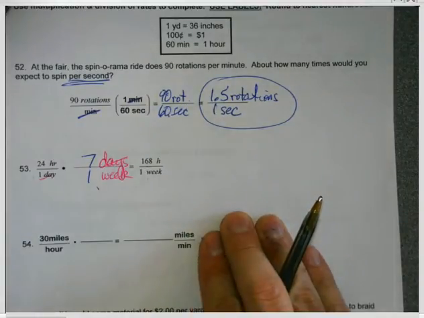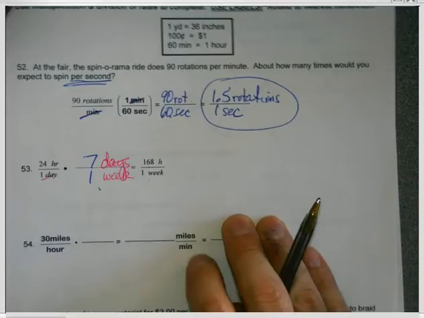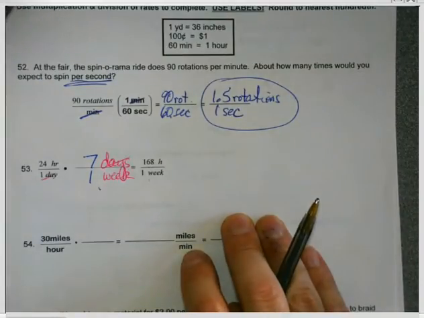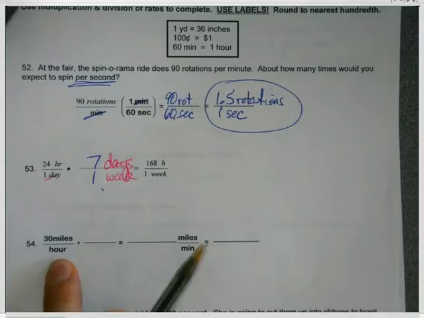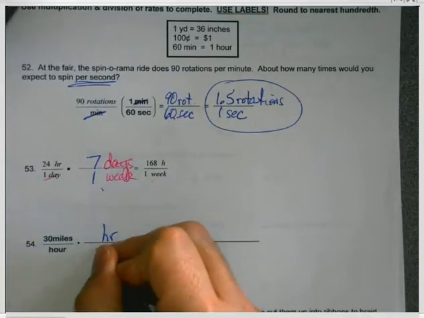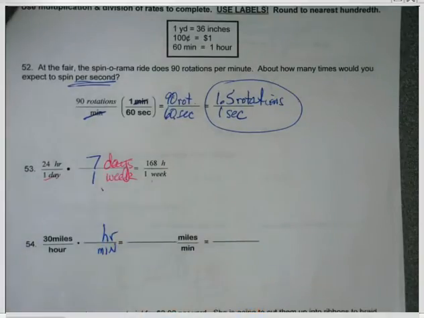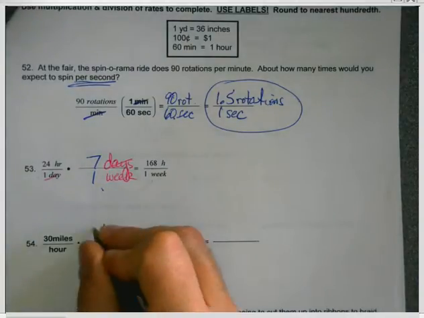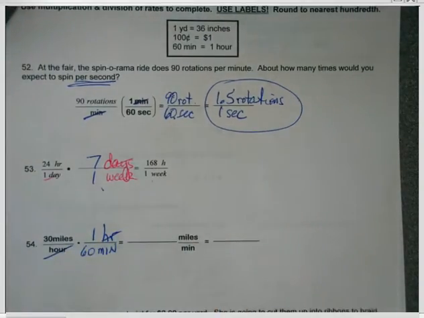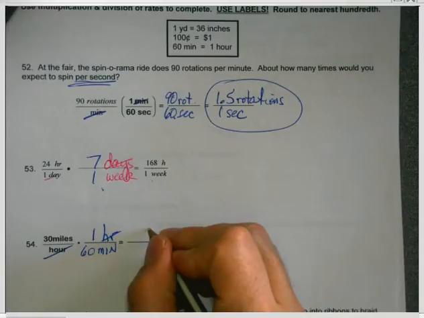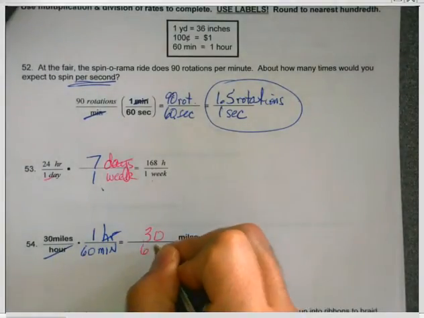I want to get to miles and minutes. Well, right now, miles is good. I don't want minutes. I mean, I do want minutes. How do I get rid of hours? Okay, put the hours on top, and if I want the minutes to stay, I will put the minutes on the bottom. So how many minutes are in an hour? 60. 60 minutes in 1 hour. Okay. Cancel out my hours. So I multiply across, and I've got 30 miles over 60 minutes.